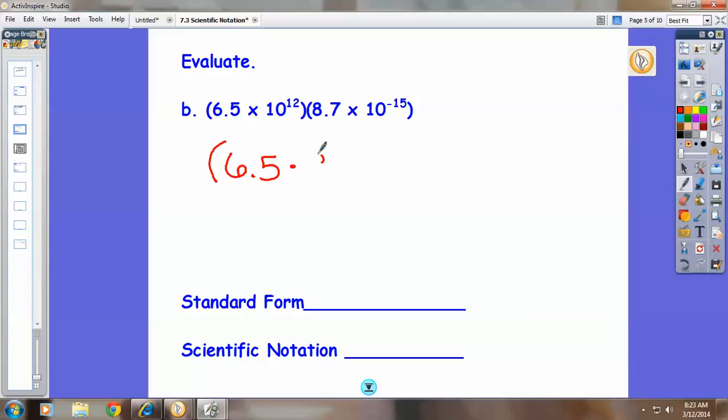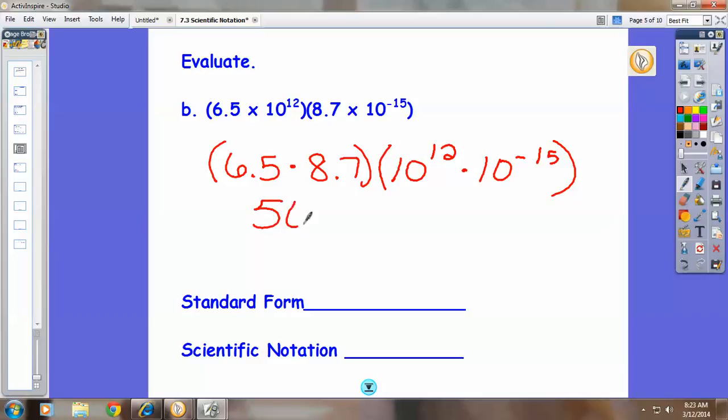We have 6.5 times 8.7 times 10 to the 12th times 10 to the negative 15. What is 6.5 times 8.7? 56.55, times 10 to what power? What are we getting at here? Negative 3. Is this currently in scientific notation?